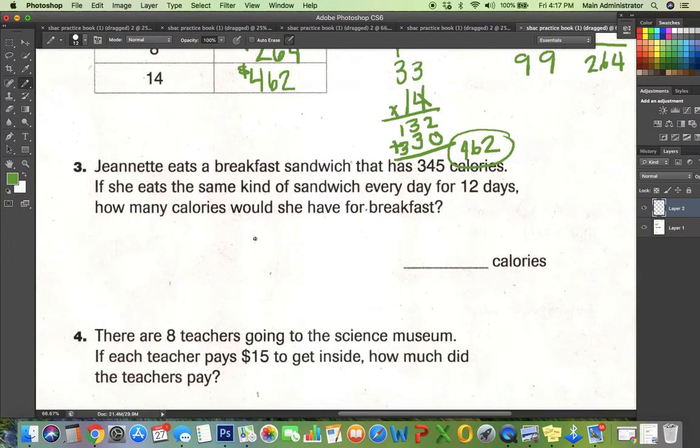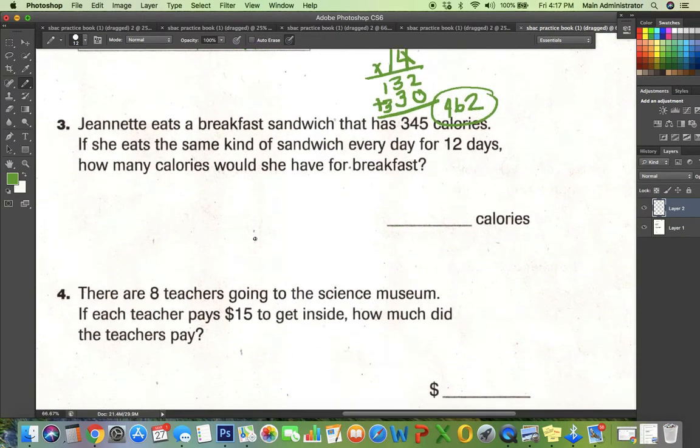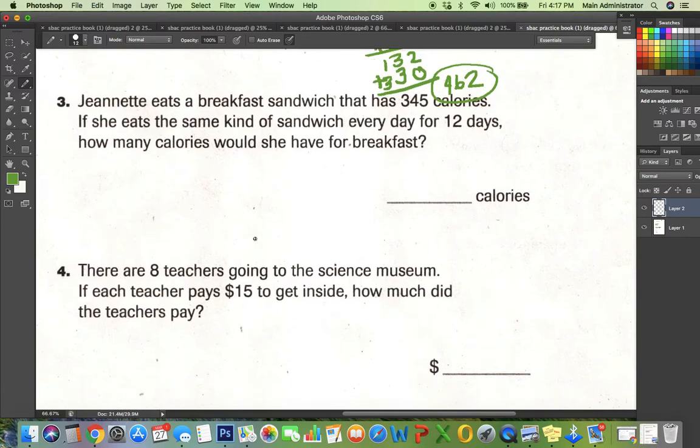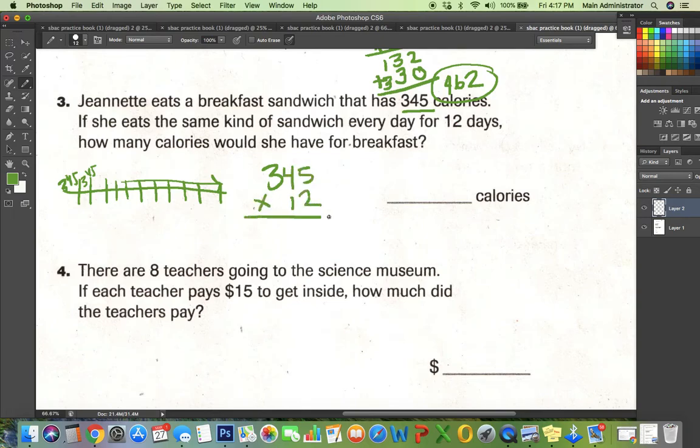Let's take a look at number 3. Jeanette eats a breakfast sandwich that has 345 calories. That's how many calories one breakfast sandwich has. If she eats the same kind of sandwich every day for 12 days, how many calories would she have for breakfast? So if I had 12 days, I would have 345 here, 345 here, and so on and so forth. So that'd be the same as taking 345 and multiplying it by 12.